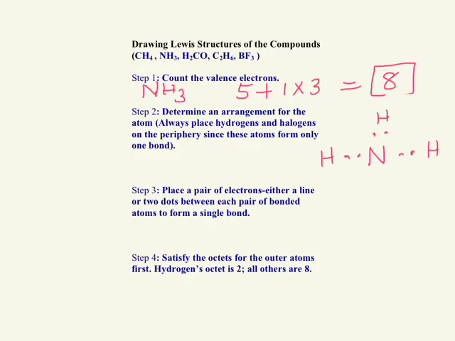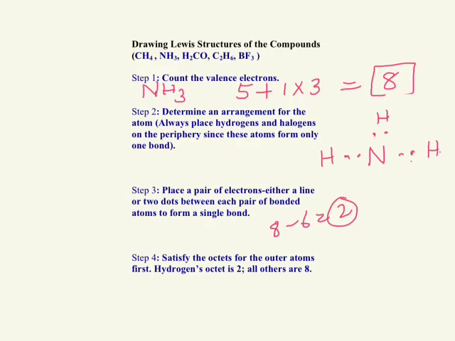So I'm done using 6 electrons, 2, 4, 6. Now, 8 minus 6 equals 2. That means I'm left with only 2 electrons. Now satisfy the octet. Step 4 is satisfy the octet for the outer atoms first.